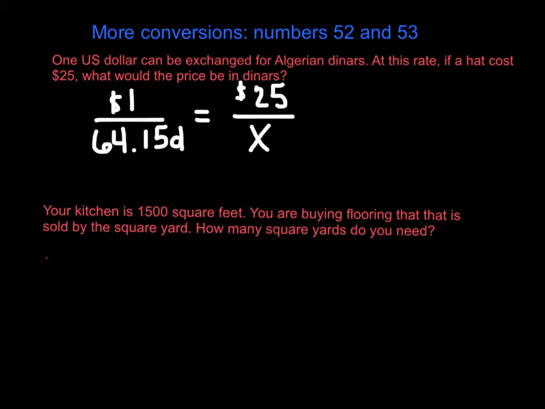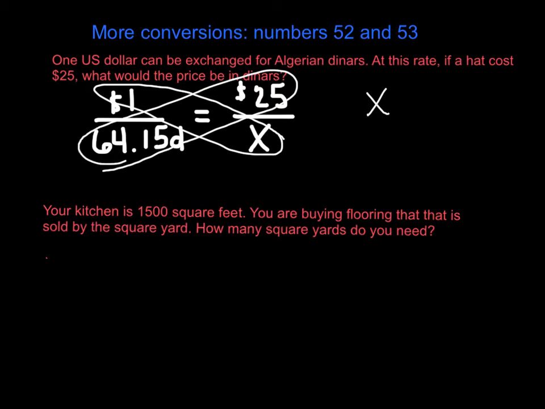And to solve that, you can just use cross products. So you would take 1 times x, which is beautiful because that's 1x, and then you would take 64.15 times 25, which ends up being 1,603.75. And remember, it's asking how many dinars. Remember, we kind of got lucky on this one because it was just 1x, but if you did have a coefficient in front of x, you would just divide that and finish out what becomes that one-step equation.